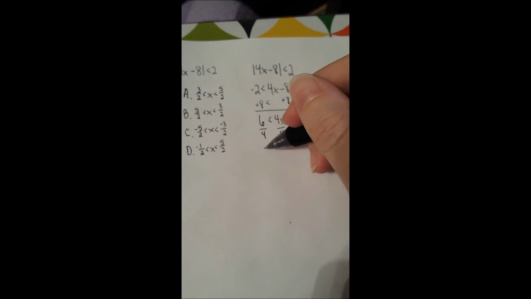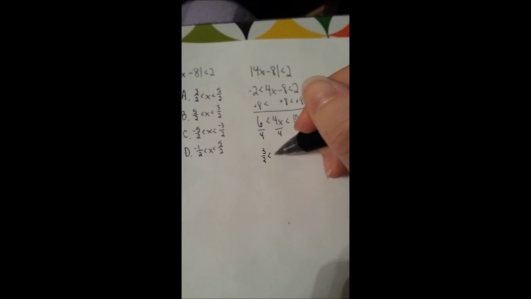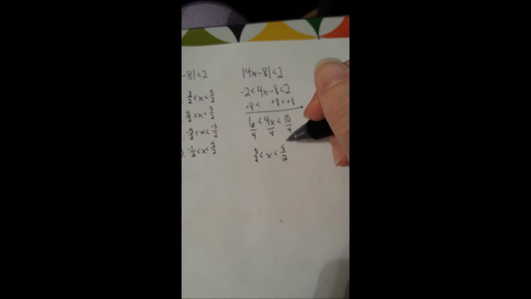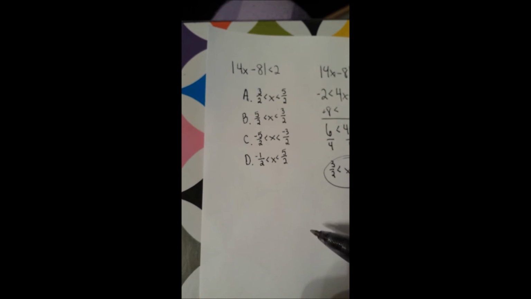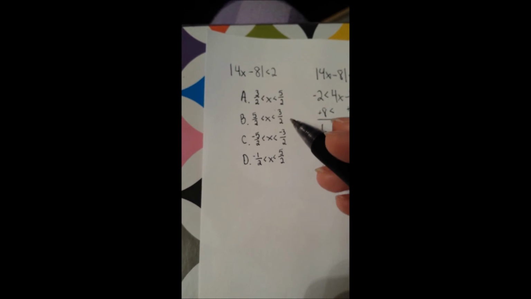Now you're going to divide all sides by 4 to get your answers. 3 halves is less than x is less than 5 halves. This is your answer, and this is A, the correct answer. Now we'll show you how to use the multiple choice to your advantage.